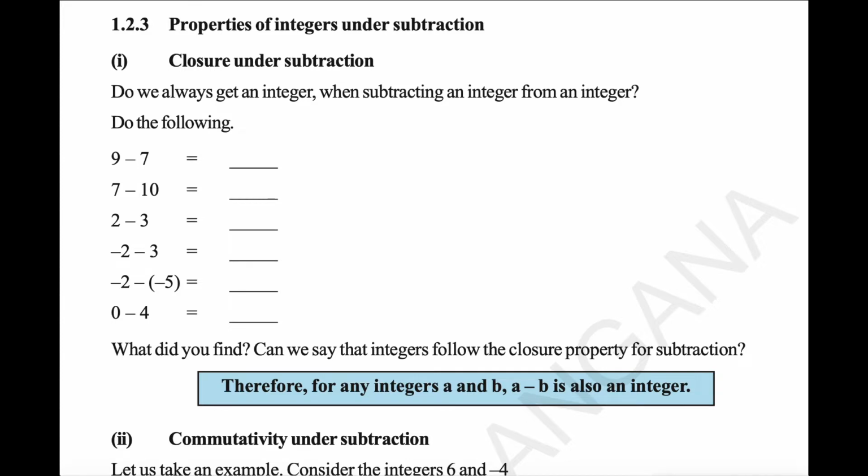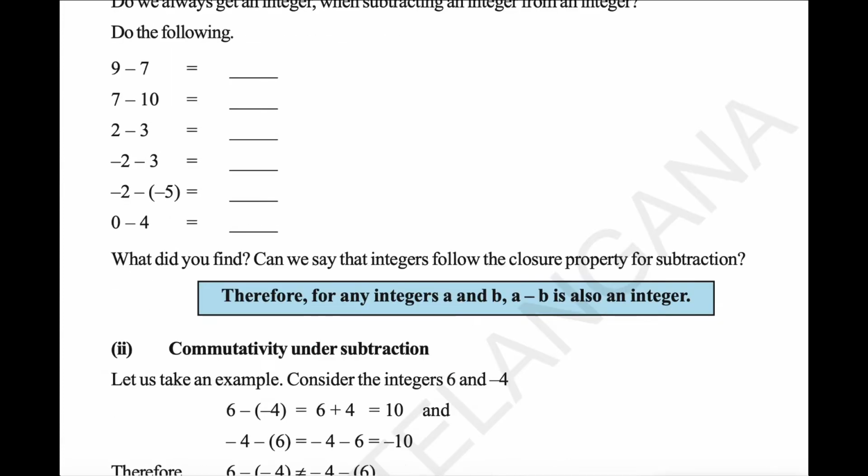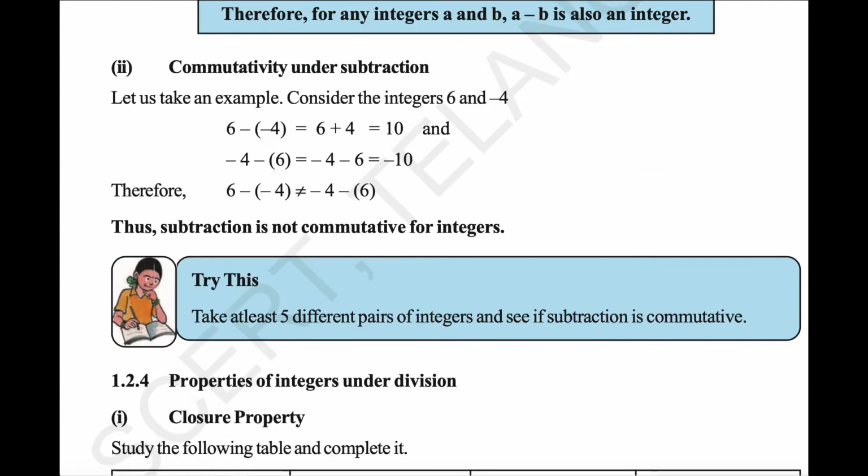It depends on whether we get all these integers while doing subtraction. Let's see. 9 minus 7 is 2. 7 minus 10 is minus 3. 2 minus 3 is minus 1. Minus 2 minus 3 is minus 5. Minus 2 minus minus 5 is nothing but 3. 0 minus 4 is minus 4. Every number here is an integer. So we can conclude that the integers are closed under subtraction. Therefore for any integers a and b, a minus b is also an integer.